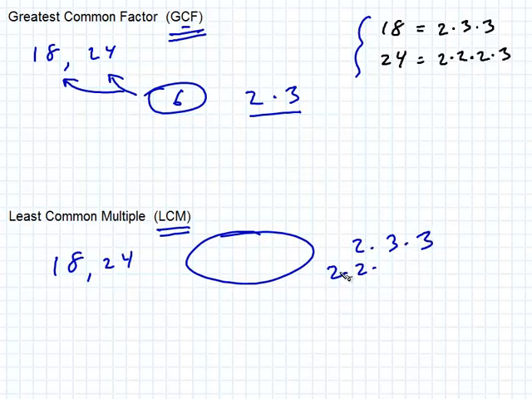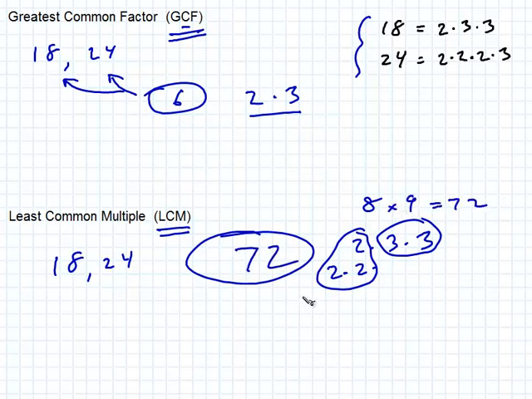So here's what we have. 2 times 2 times 2 times 3 times 3. 2 times 2 is 4 times 2 is 8. 3 times 3 is 9. 9 times 8 is 72. So it looks like this is 72.